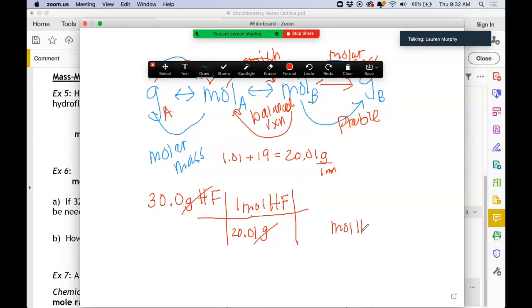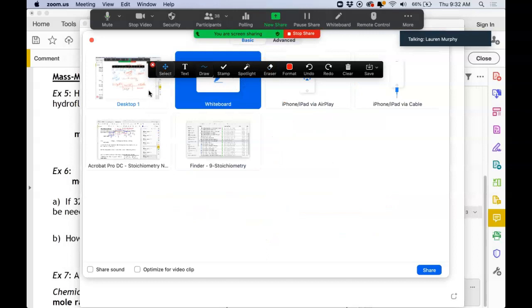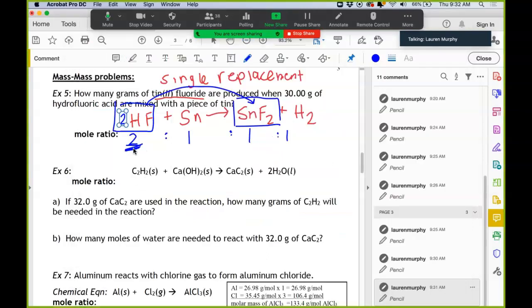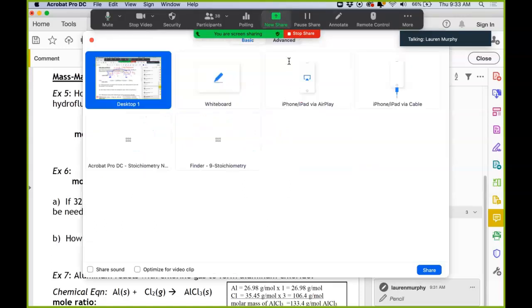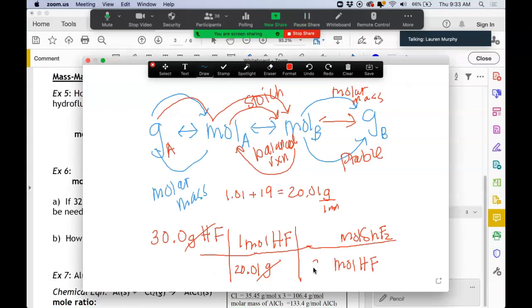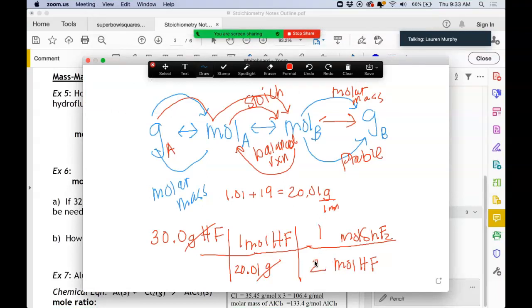So the moles of HF go on the bottom because we don't want it anymore. The thing they asked about was the tin 2 fluoride, which is SnF2. So let's go back to the reaction. For every 2 moles of HF that react, 1 mole of tin 2 fluoride is produced. Now, until now, we were stopping here, but they actually asked you for grams, so we have to do one more step.